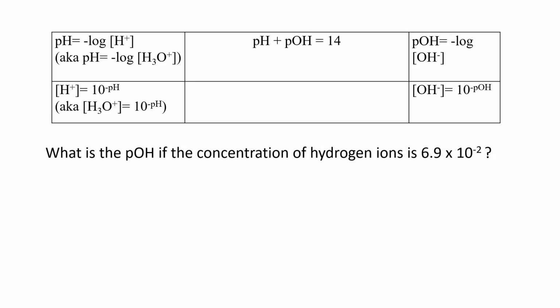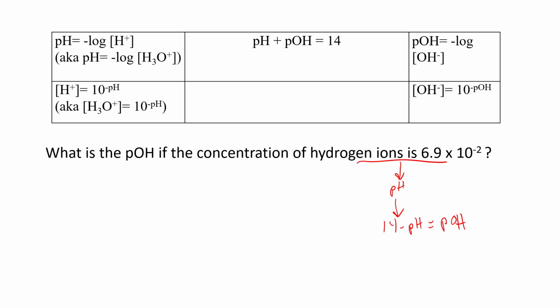Okay, so what is the pOH if the concentration of hydrogen ions is 6.9 times 10 to the negative 2? So concentration of hydrogen ions can get us to pH, and then we can get to pOH by subtracting it from 14. When you're taking the exam, sometimes it's helpful to write out these steps. So instead of just grabbing your calculator right away and starting to plug in numbers, if you have a flow chart, you can then go back and check your work and make sure you're going on the right path.